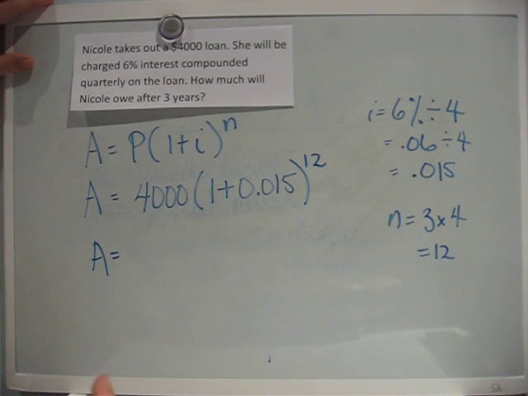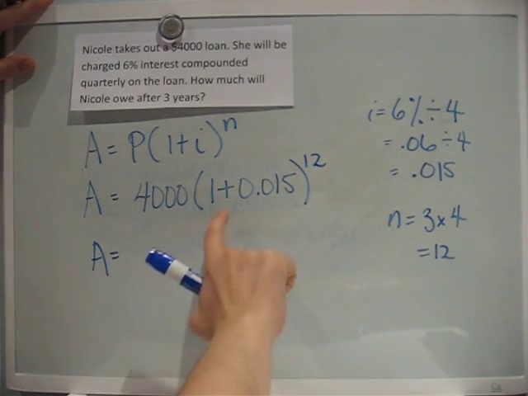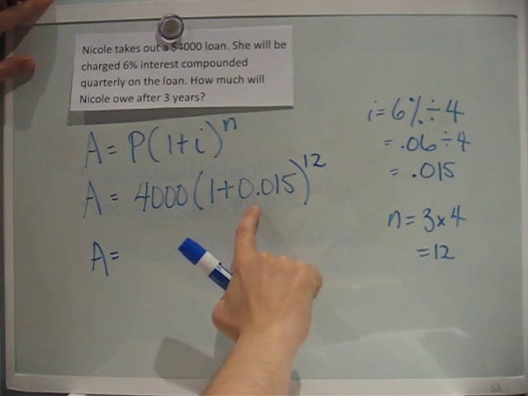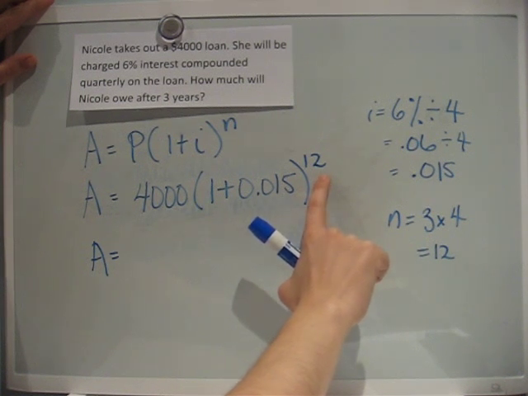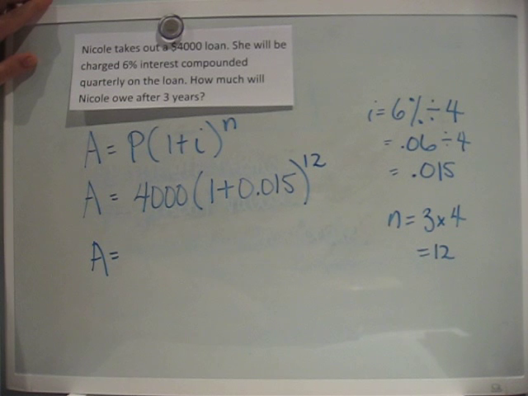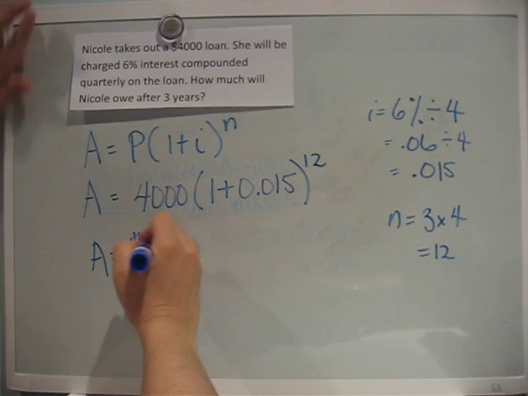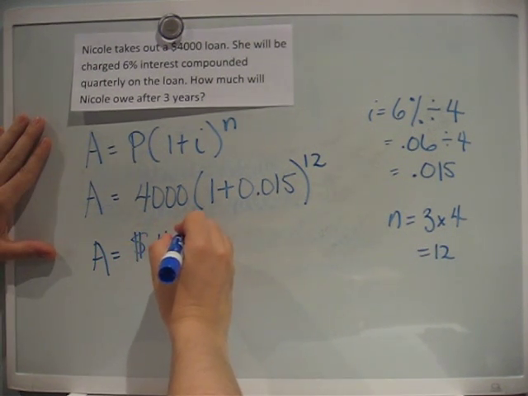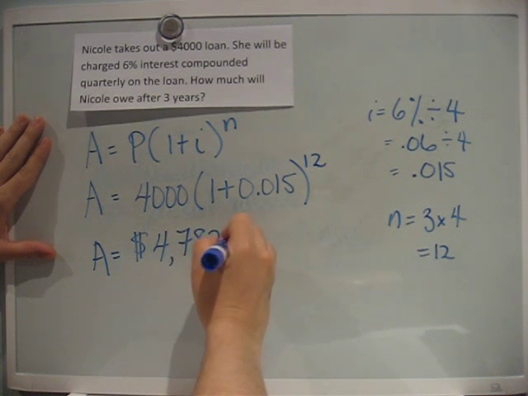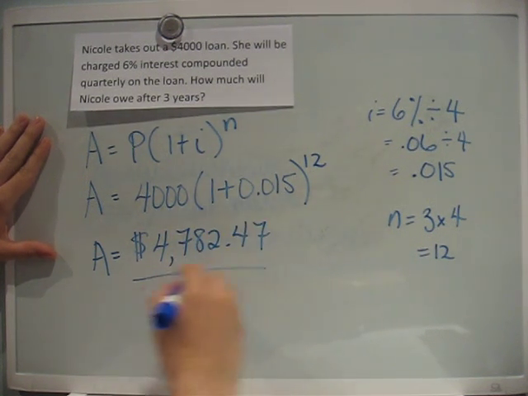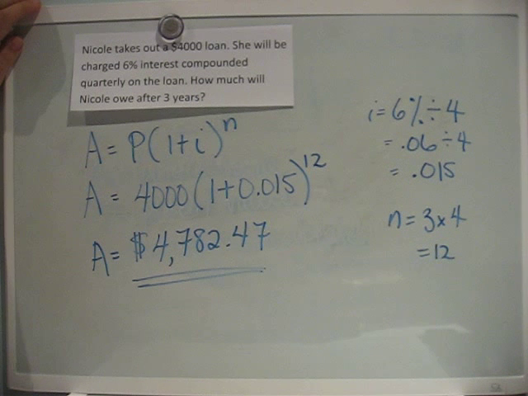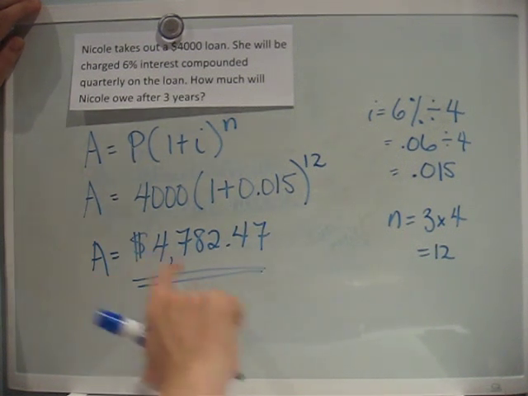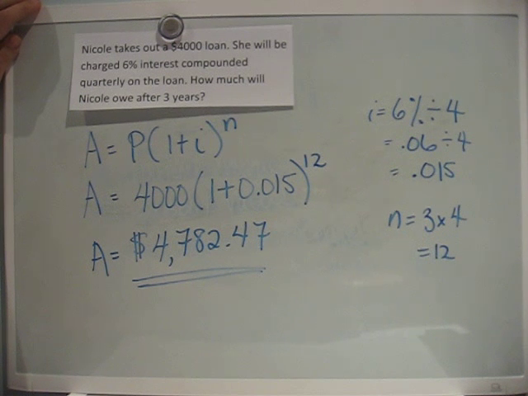Now when we compute this, we have to make sure we're doing the proper order of operations. We have to do inside our brackets first, so we'll add this. Once we've added our bracket value, then we do our exponent 12, and then once we've done our exponent 12, we can multiply by the 4,000. If we do that in the proper order, we'll get our future value of $4,782.47. So Nicole takes out a loan for an original amount of $4,000, and after 3 years, being charged 6% interest quarterly, she'll owe $4,782.47.